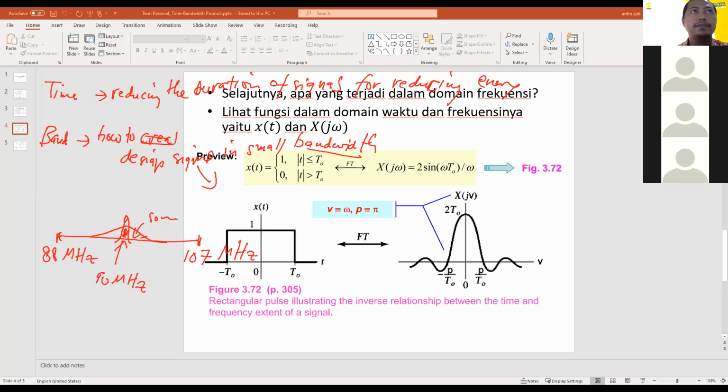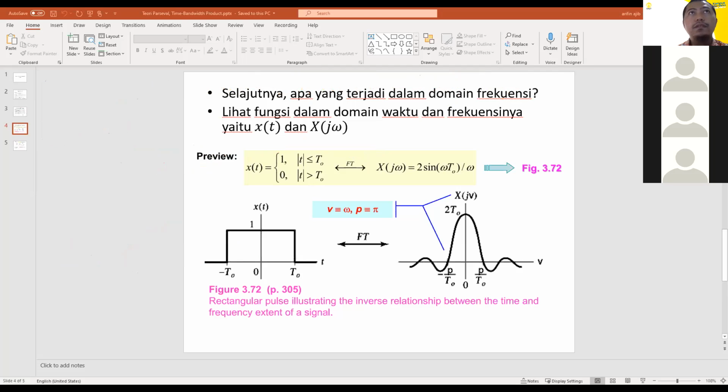Okay, and then you already know, how to combine these two phenomena. Once we want to reduce the energy, the other is how to make the bandwidth smaller. Okay, let's take a look at some example here.